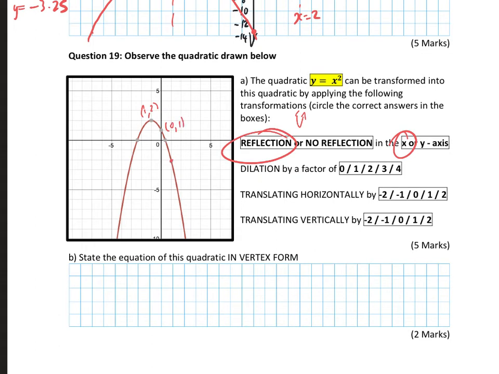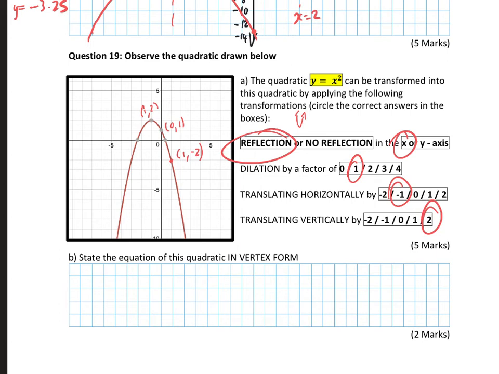It also went down to 1, negative 2. So over the course of 2 jumps to the right, it went down by 4, so it hasn't been dilated at all. It's been a factor of 1. It's the normal quadratic shape. It hasn't gotten thinner or fatter. Translating horizontally, it went to the left 1. Translating vertically, it went up by 2.